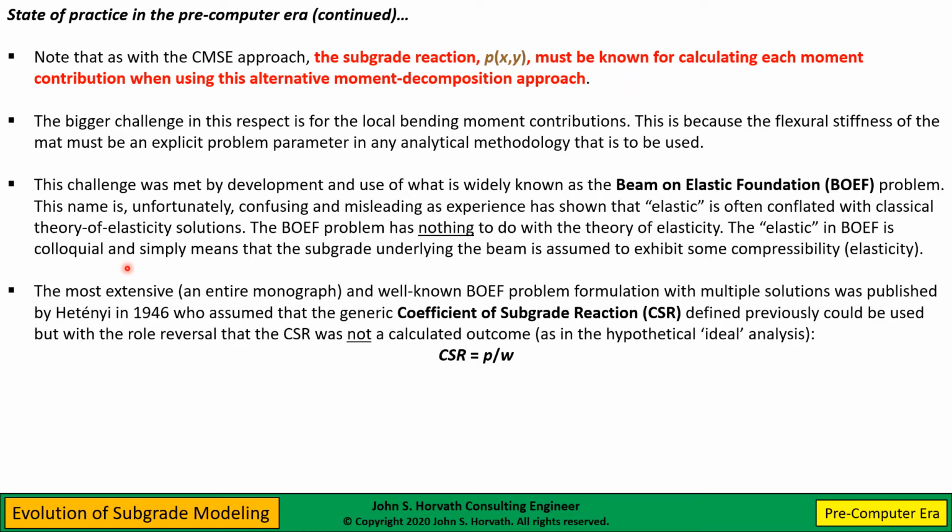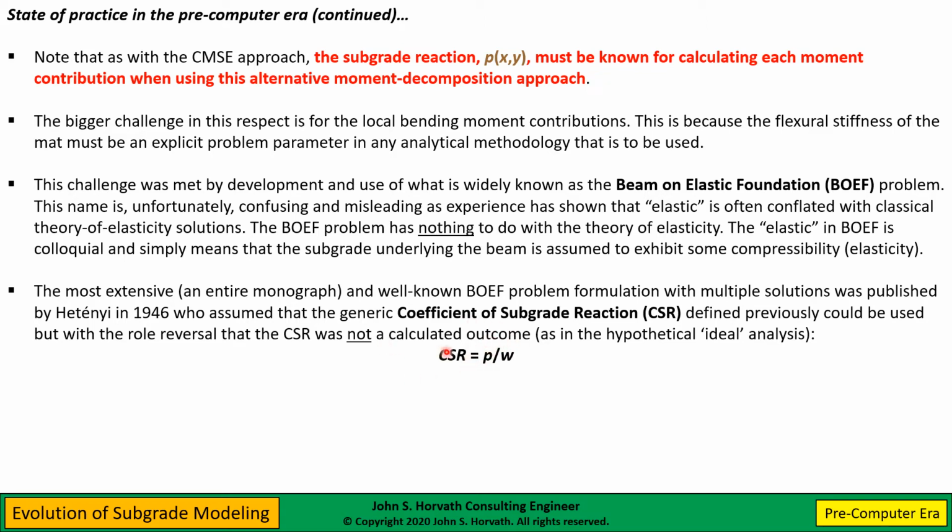And he assumed that the coefficient of subgrade reaction, which is a necessary part of the beam on elastic foundation, could be used to define the subgrade behavior, but again, with a role reversal. All right? Hetényi and everybody since then has assumed that the coefficient of subgrade reaction was known. Right?